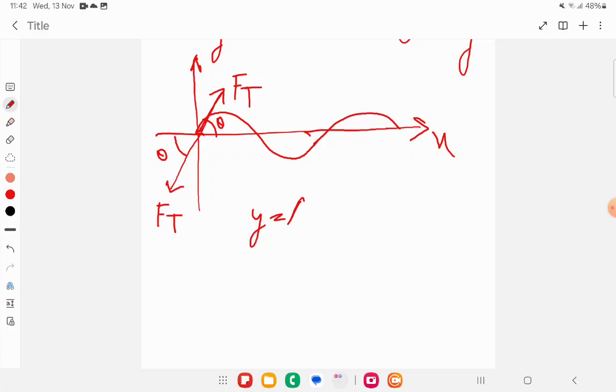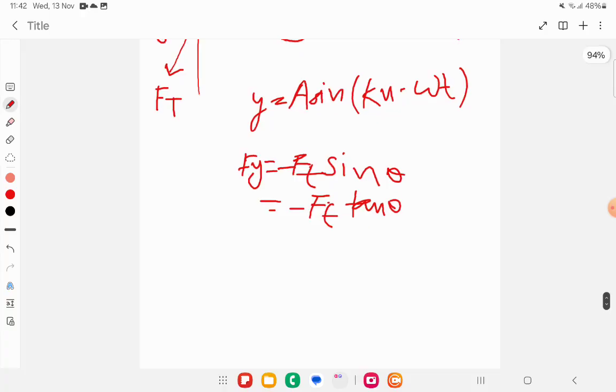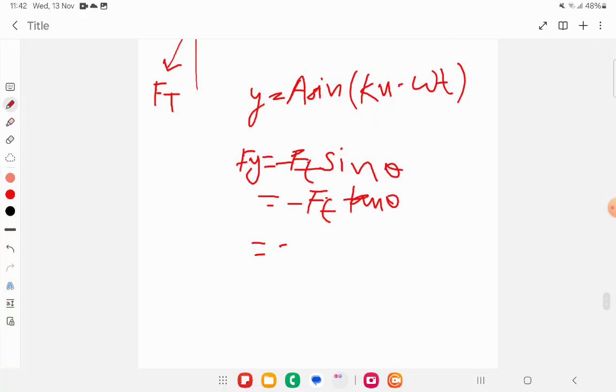y is equal to A sin(kx minus omega t). Fy is equal to minus Ft sin theta. As theta is small, we can write Ft tan theta. Tan theta means slope, so we can write the slope as minus Ft dy by dx.